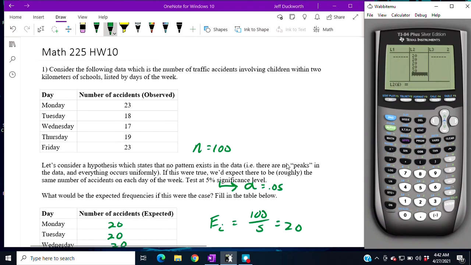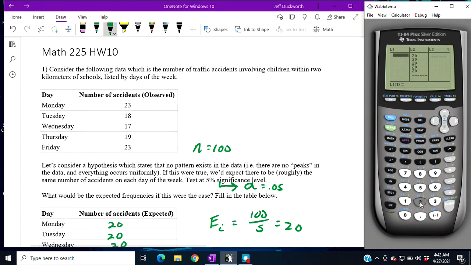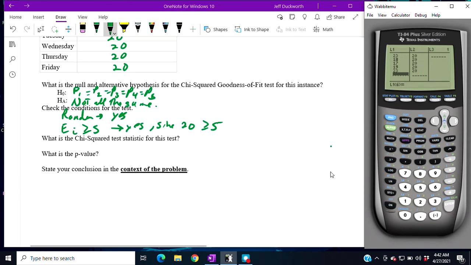You're given the observed counts. You have to solve for the expected counts. So that's kind of what you need to do. So let's write down what the observed counts were here. 23 was the first, and 18, 17, 19, and 23. All right, so now we're going to run the chi-squared goodness of fit test.